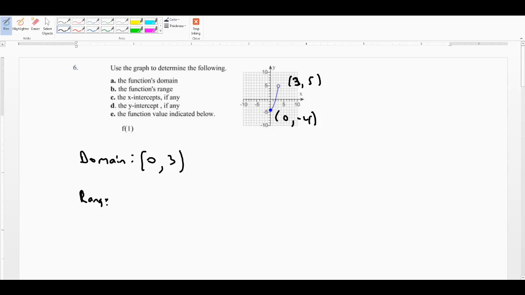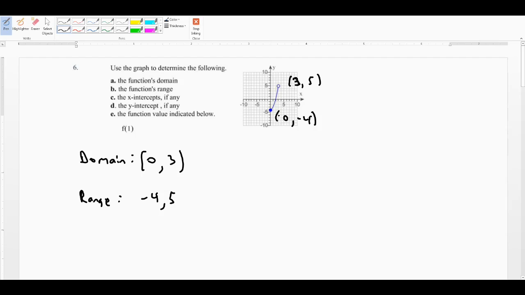Now let's do range. Range is the y values. Y values go up and down. So we're thinking what's the lowest y value and then what's the highest y value. Well, the lowest y value is right at this point, which is -4. And then the highest y value is at this point, which is a 5.